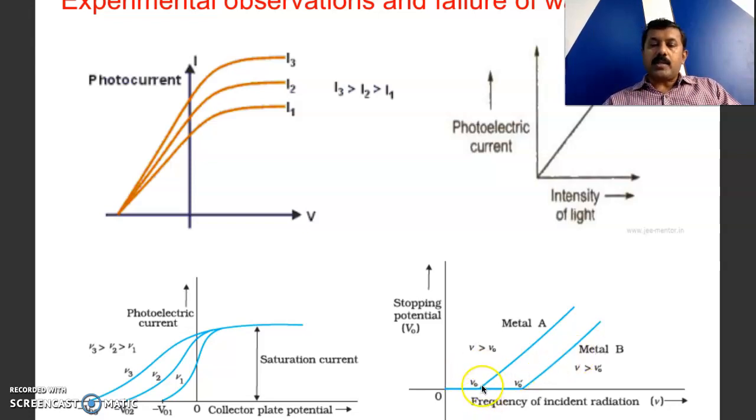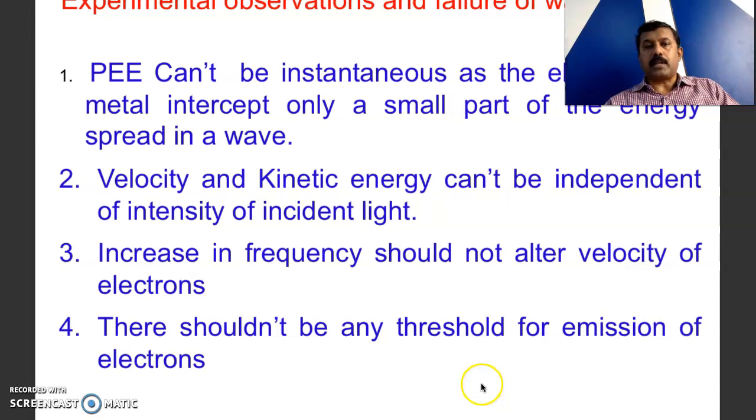This threshold concept cannot be explained by using classical laws, because if you use classical theory, as you decrease frequency, there should be more time delay. Only the time delay should increase. But you never find photoelectric emission at all below this frequency. There is a threshold. This threshold concept cannot be explained by using classical laws. So these are some limitations of the classical wave theory. First thing is photoelectric emission is an instantaneous process. This cannot be explained by using classical laws.